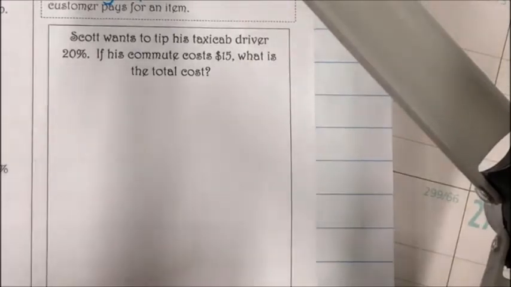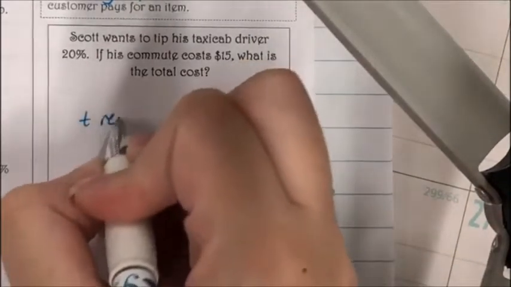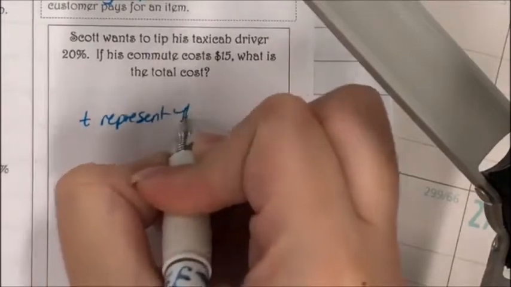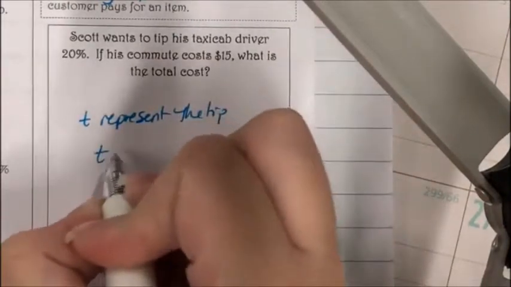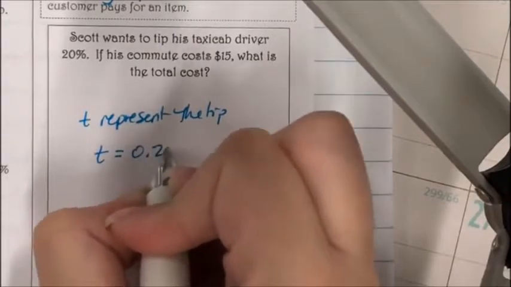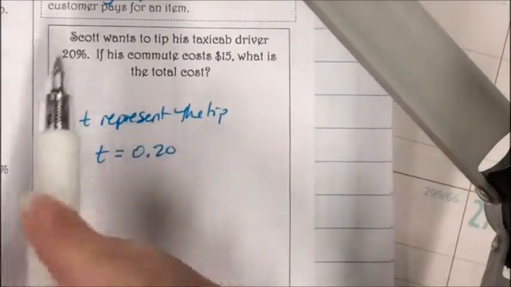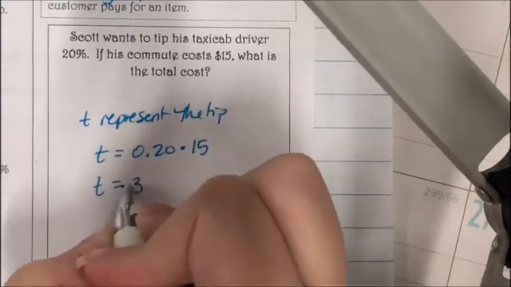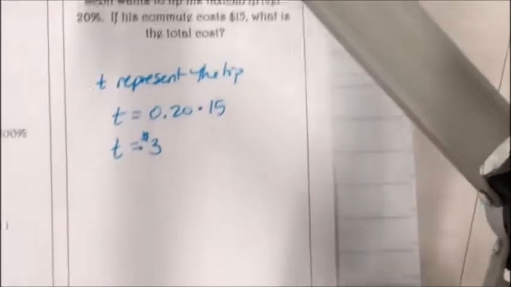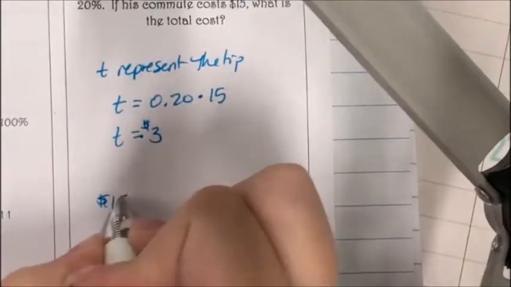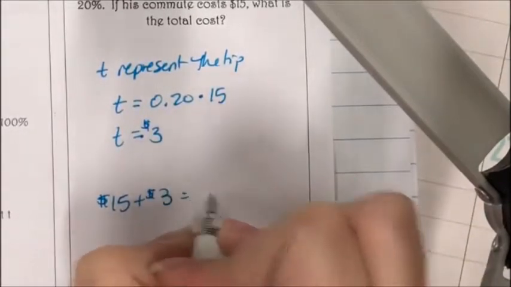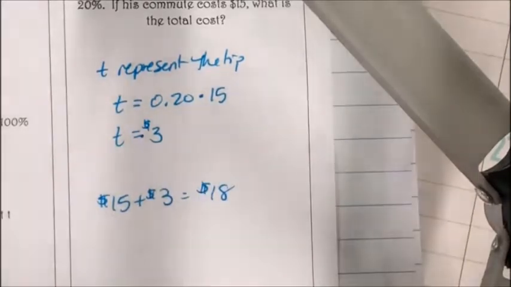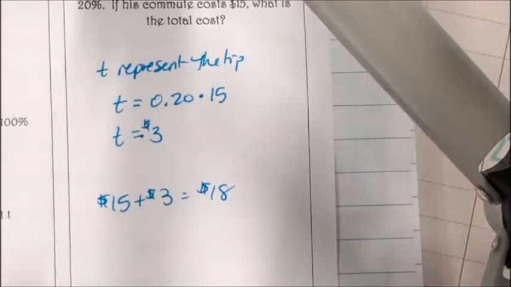So first I want to find the tip. I let T represent the tip. So T equals 0.20, because I changed 20% to a decimal, times 15. So my tip is $3. And then I take the $15 taxi cab ride plus my $3 tip, which gives me $18. So I paid a total of $18. And that is the end of lesson 6.